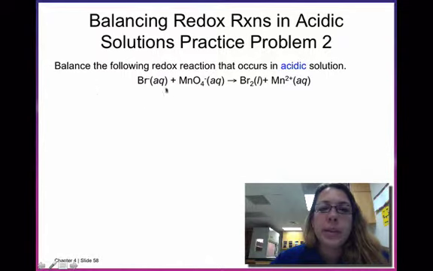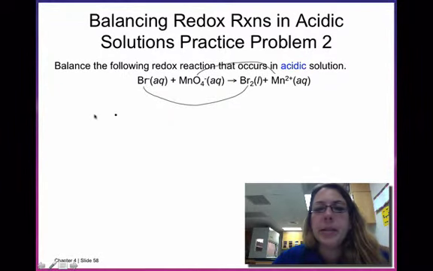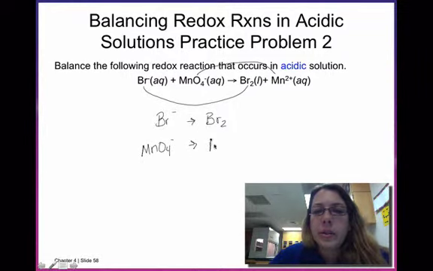Okay, next one. We're going to make our half reactions. So the bromine there is going to go with that bromine, and the manganese is going to go with that manganese. So I have the bromide ion going to bromine. And you can ignore the aqueous and the liquid. They're not going to affect how you balance your reaction. And then for the second one, we have the permanganate going to the manganese ion.